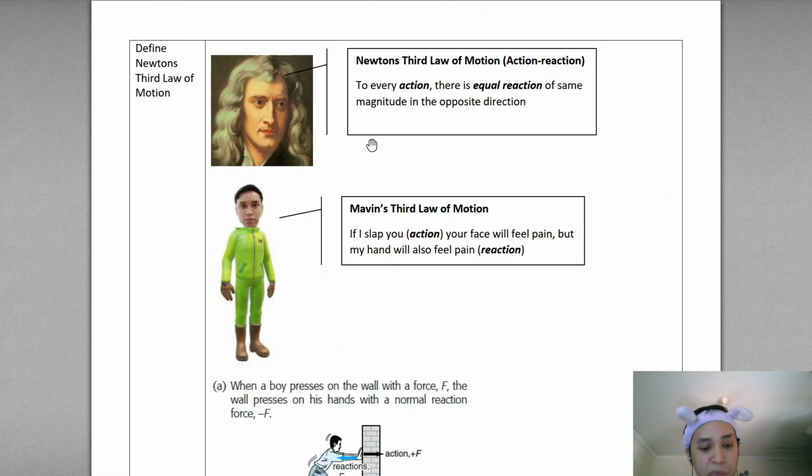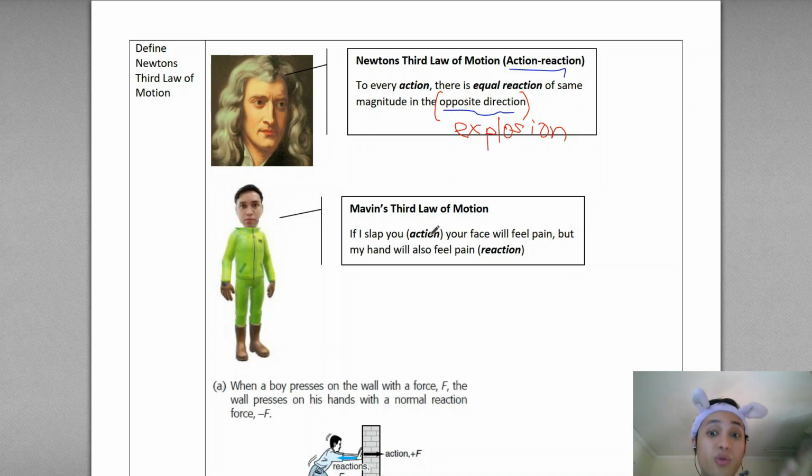So here we are now going to introduce Newton's third law of motion, which is what we call the action and reaction. According to Newton, to every action there is an equal reaction in the opposite direction. Remember that previously when we learned about explosion, when an explosion happens, the two objects will always go in opposite directions. So explosion is actually an example of Newton's third law of motion.